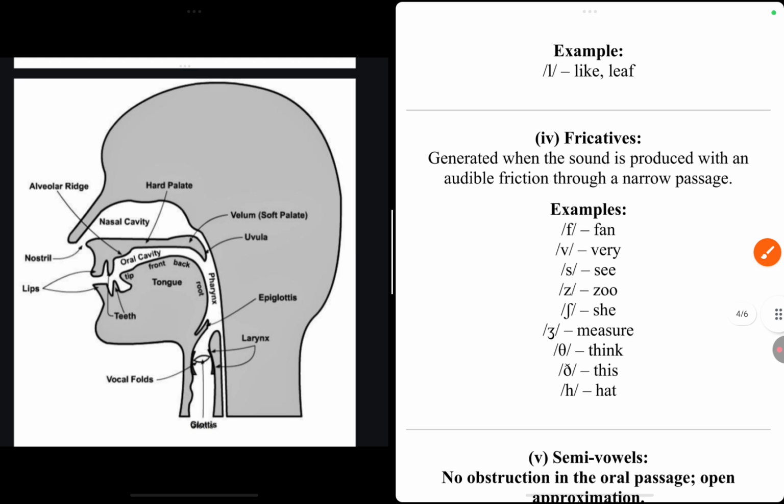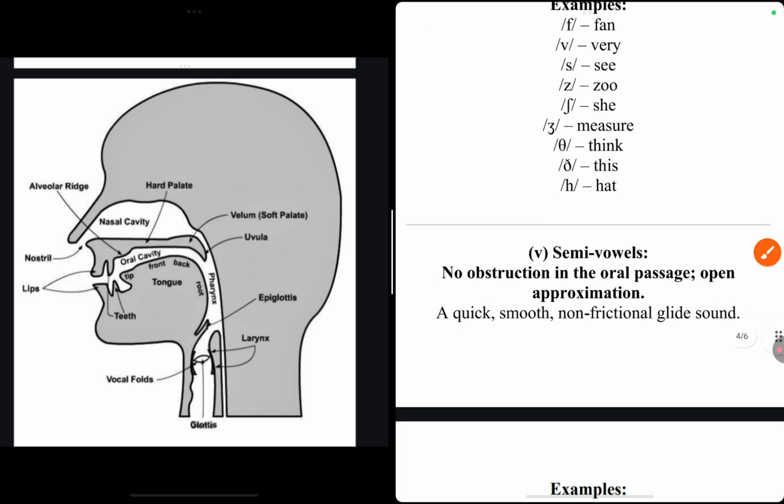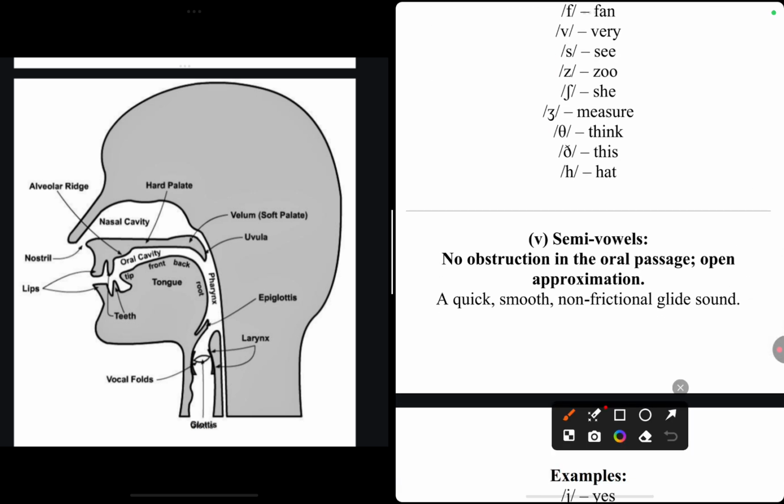Now comes the fourth, that is fricatives. How is the fricative consonant sound generated? It is generated when the sound is produced with an audible friction through a narrow passage. When you pronounce these sounds, there will be friction. It is not completely passed without any obstruction. There is a kind of audible friction, not very much, but a partial kind of friction. Fin, very, she, zoo, see, measure, think, this, hat. You can pronounce this from your side and you will come to experience this.